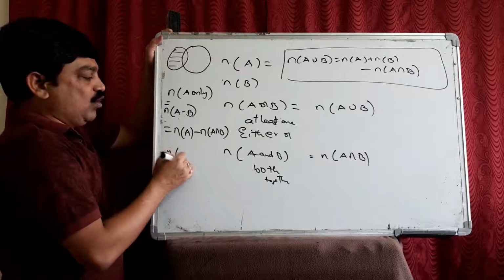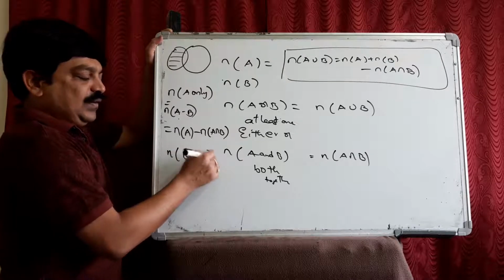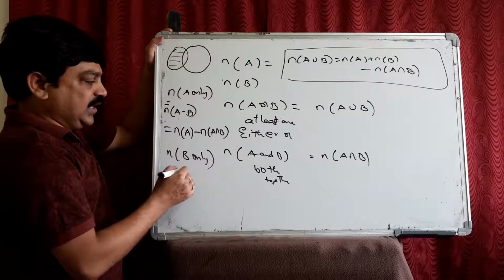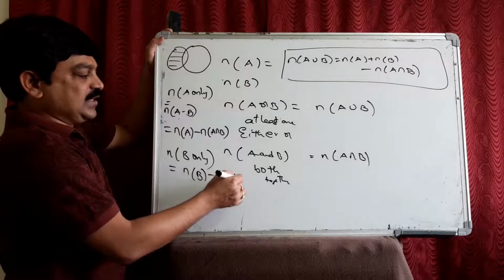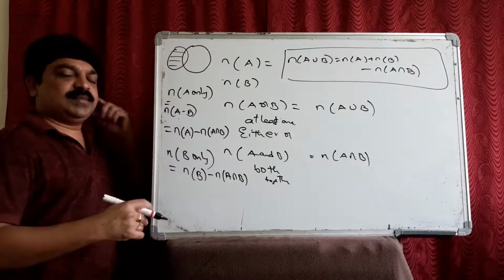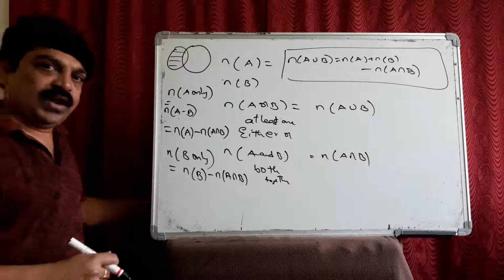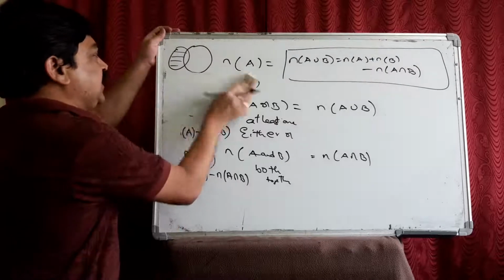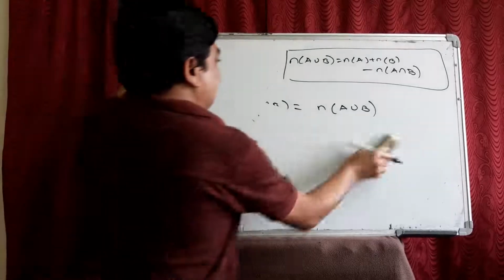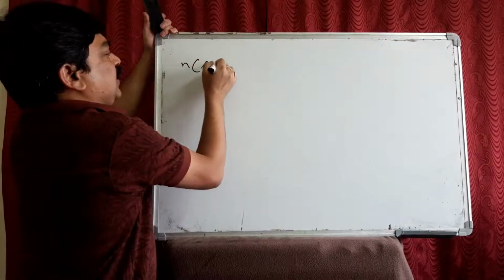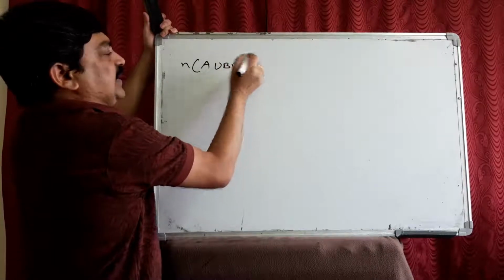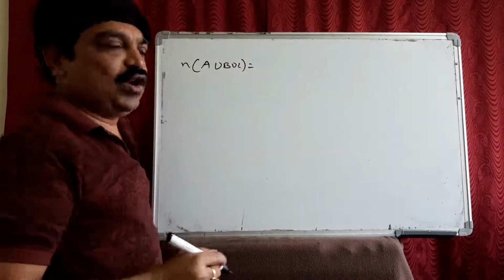In the same way, n of B only. When B only is asked, n of B minus n of A intersection B, the common part, and A intersection B is the same as B intersection A. Now, for three sets, I'll explain the formula for A union B union C, that means either A or B or C.